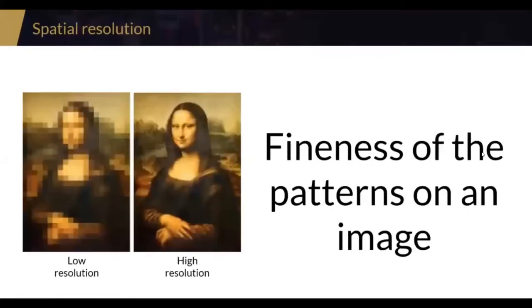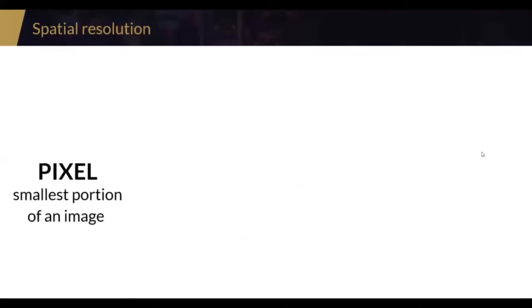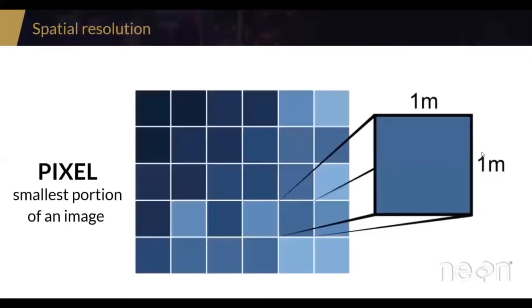So in simple terms, a resolution is the fineness of the patterns on an image or the detail an image holds. The resolution is often considered equivalent to pixel size. Pixel is the smallest portion of an image. Spatial resolution, on the other hand, is usually reported as the length of one side of a single pixel.